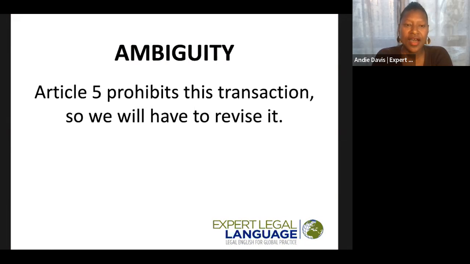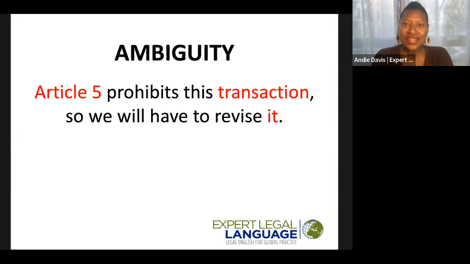Here's a sentence. Article 5 prohibits this transaction, so we will have to revise it. Now, this is ambiguous. Why? Because we don't know what it is we have to revise. Is it Article 5 or is it the transaction?